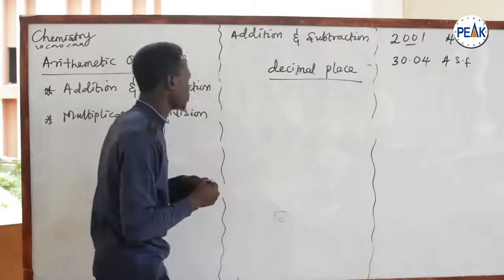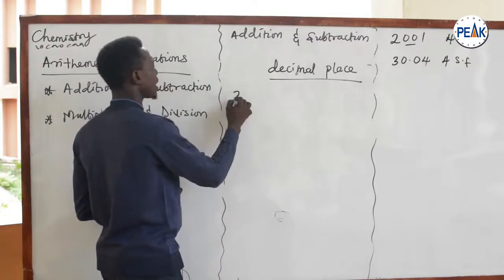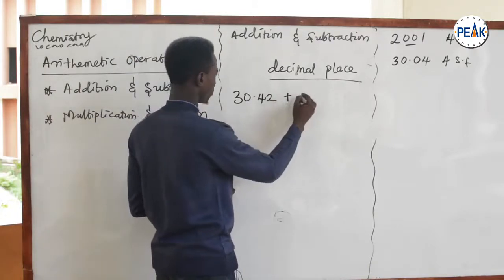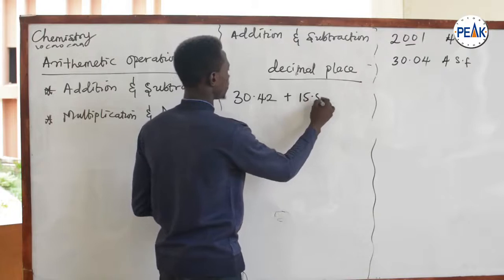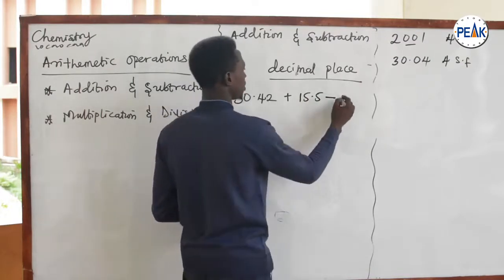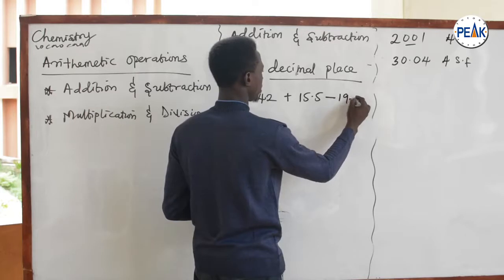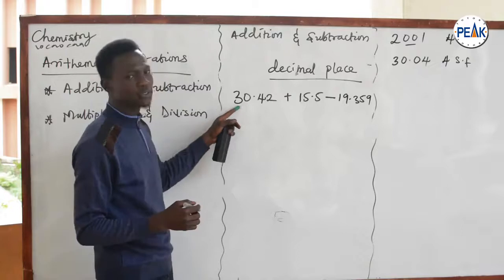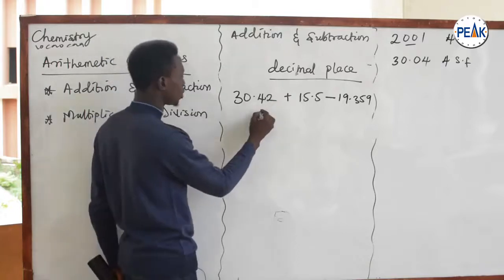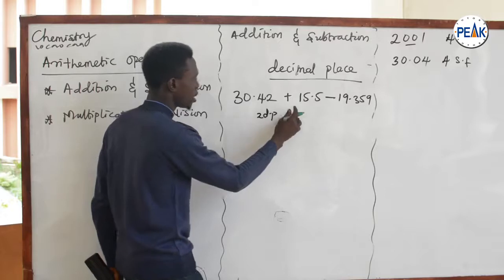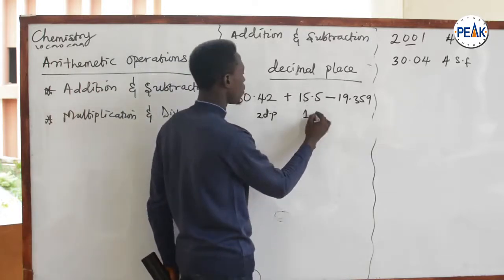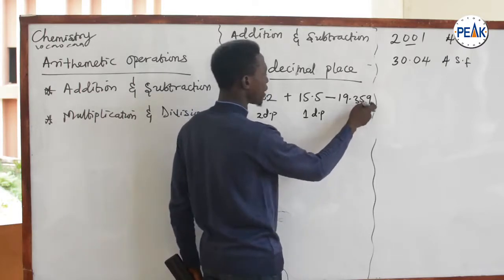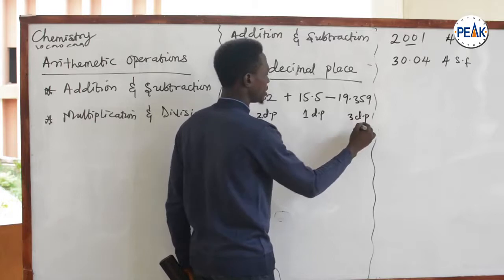What do I mean by this? If I have 30.42 plus 15.5 minus 19.359. Here I have 30.42, which has 2 decimal places. 15.5 has 1 decimal place. And 19.359 has 3 decimal places here.